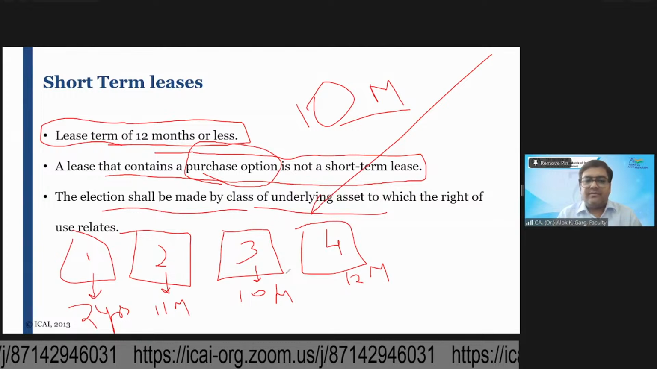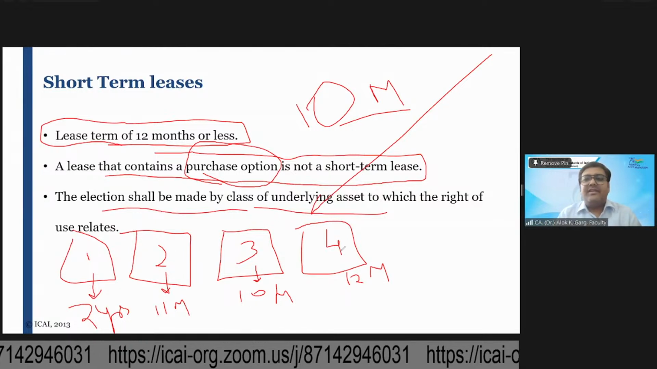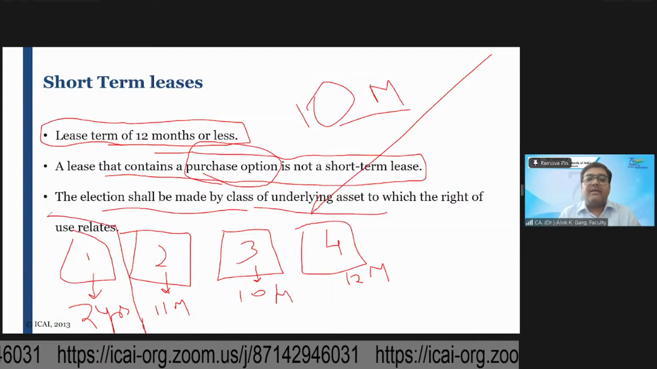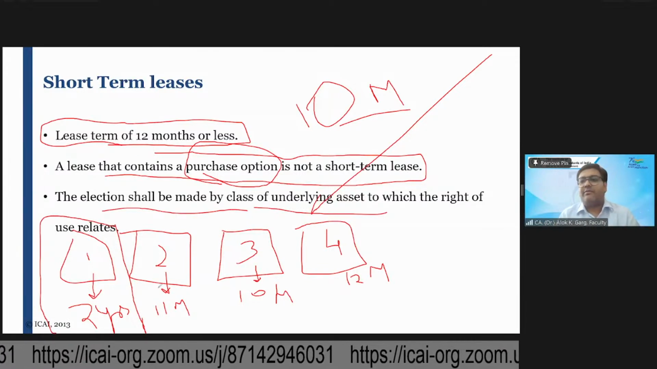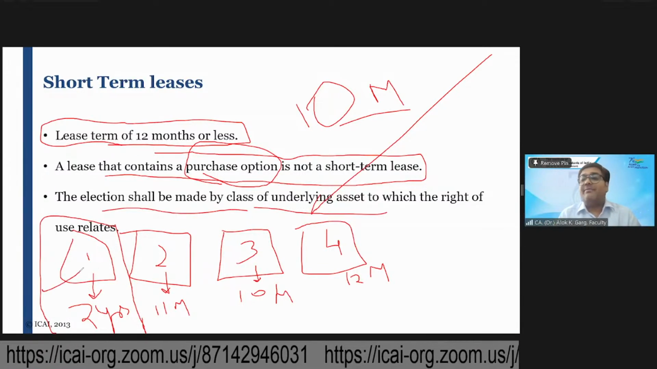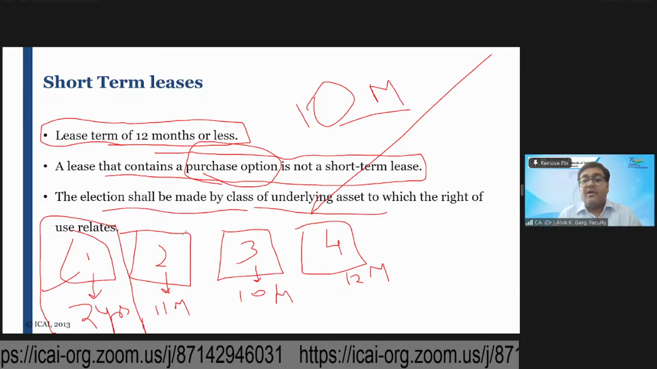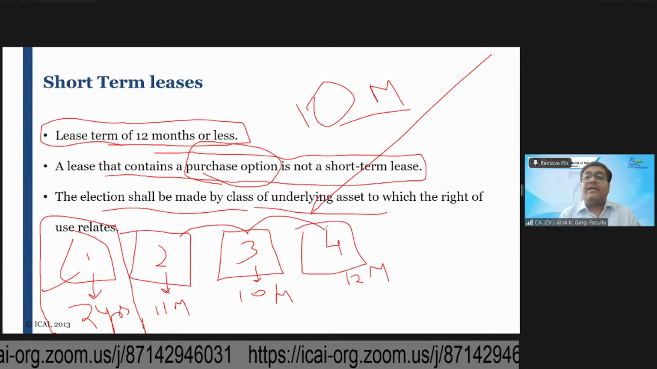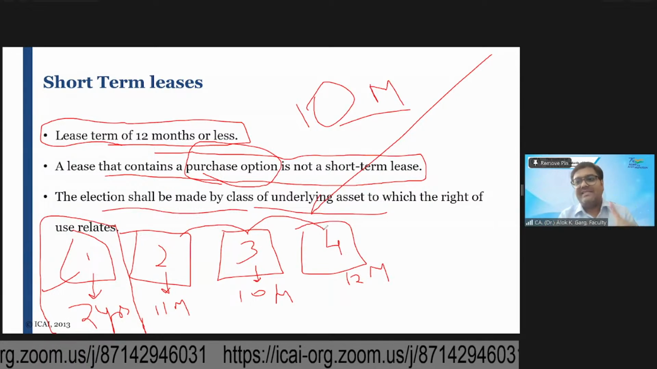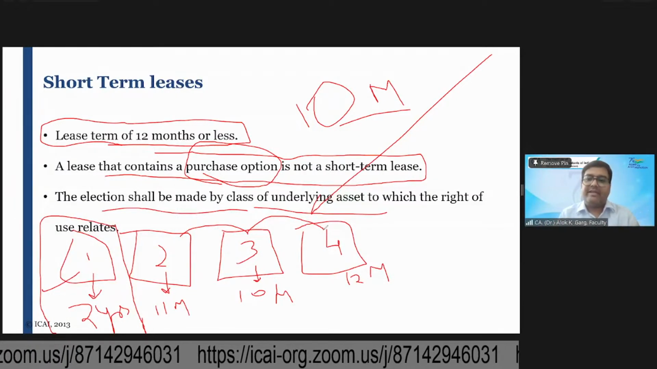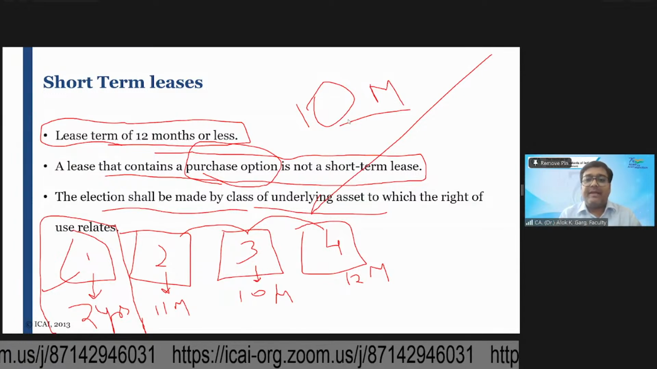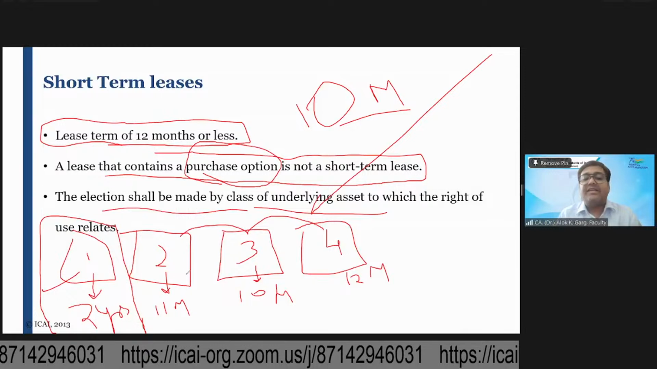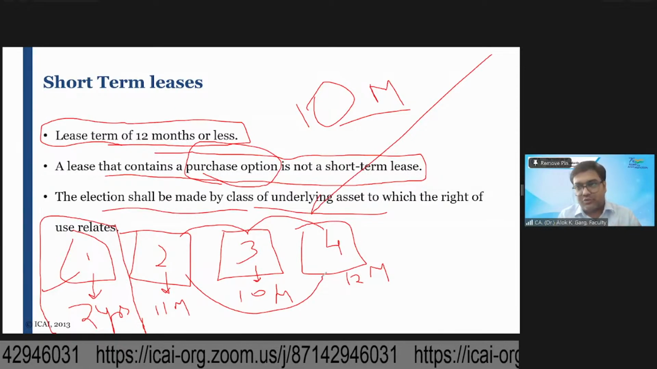This is how this is given. So in these three cases, of course, the property number one is not a short-term lease, it is a long-term lease. For this, the company has to do the mandatory Ind AS 116 accounting. But for lease agreement number 2, 3, 4, if the company wants to avail the short-term lease exemption, the company has to apply this short-term lease exemption to all these three assets. The company cannot do the cherry picking choice, right?